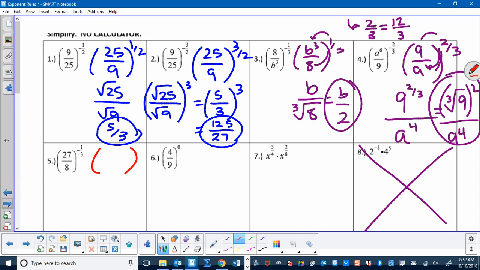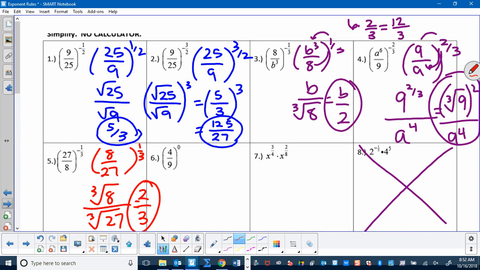All right, guys, what do you do first for number 5? Flip it. The outside number is negative. So 8 over 27 to the positive 1/3. What's the 1/3 power the same as? Cube root. So I'm going to cube root the 8 and cube root the 27. What's that answer? 2 over 3.